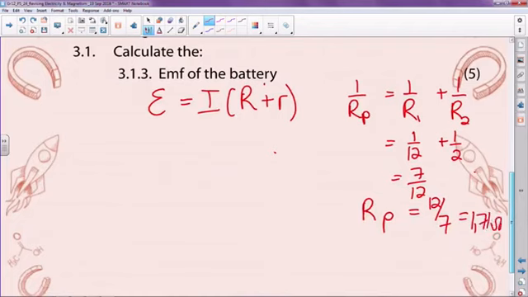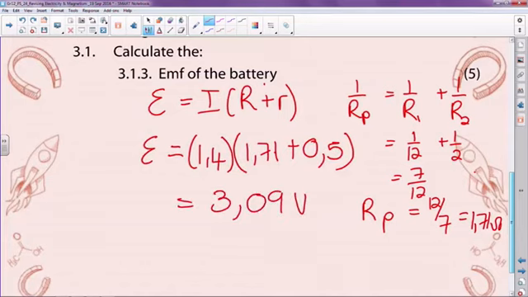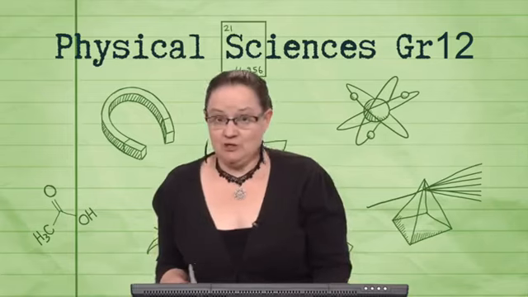So, over here, I don't know EMF. That's what I'm looking for. We know I, we just worked it out: 1,4. We know R now is 1,71. They told me the internal resistance was 0,5. We plug all of that into our calculator and get 3,09 volts. Be careful with internal resistance, grade 12s. Be very, very careful, because that's where you're going to make mistakes.